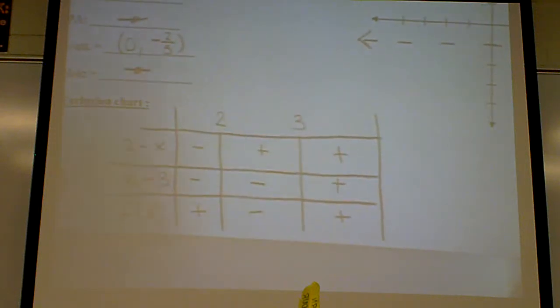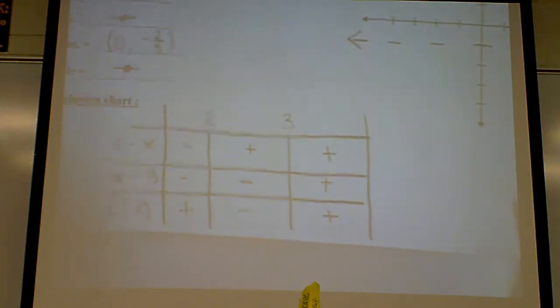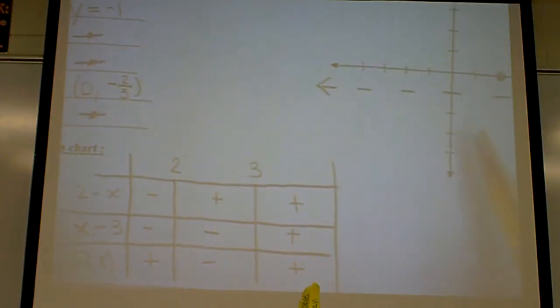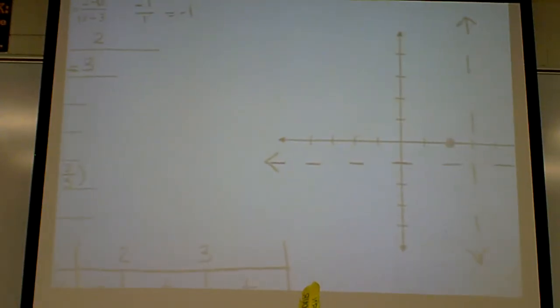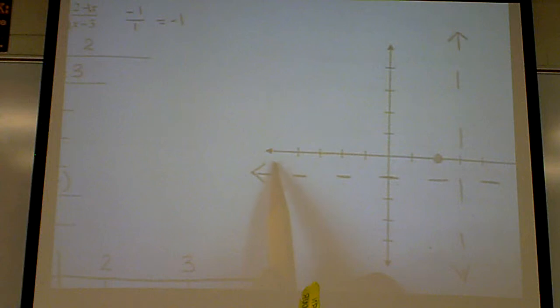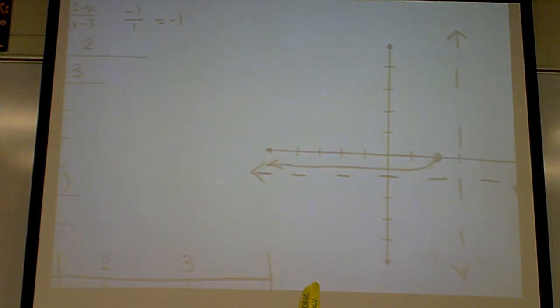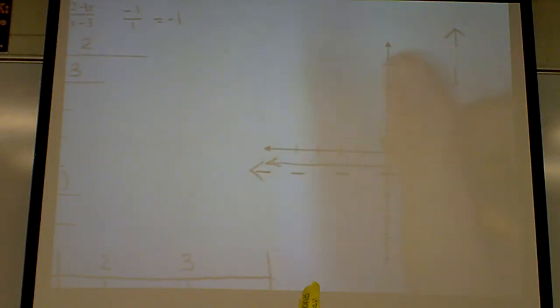So let's finish our graph. We have from negative infinity to 2 is positive. So it's going to look like this up until our root at 2. And then from 2 to 3, it is negative. Am I missing a point? The y-intercept is right here.